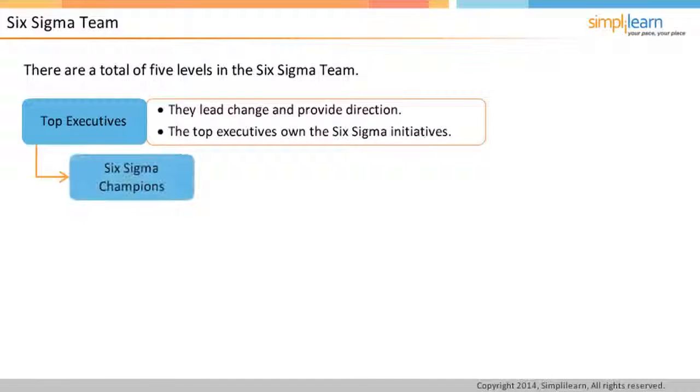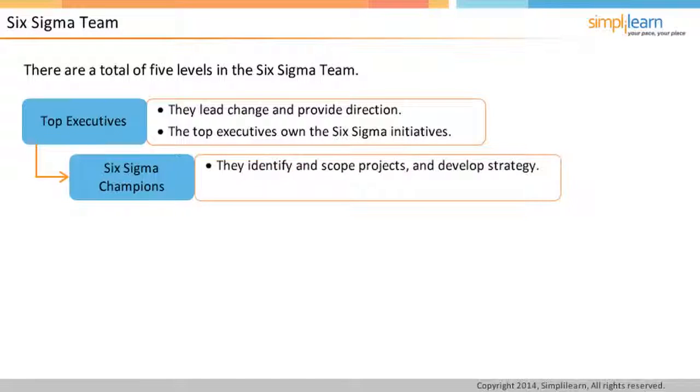Next in the level are Six Sigma champions. They identify and scope projects, develop deployment and strategy, and support cultural change. They also identify and coach Master Black Belts. 3 to 4 Master Black Belts work under every champion.